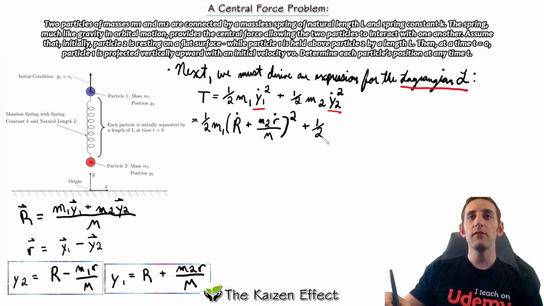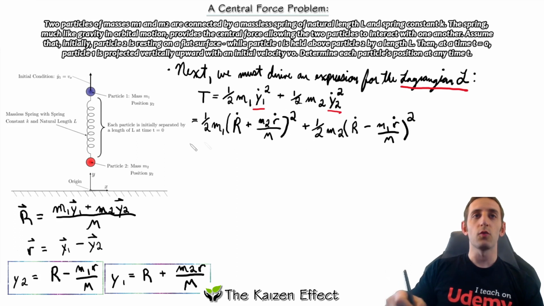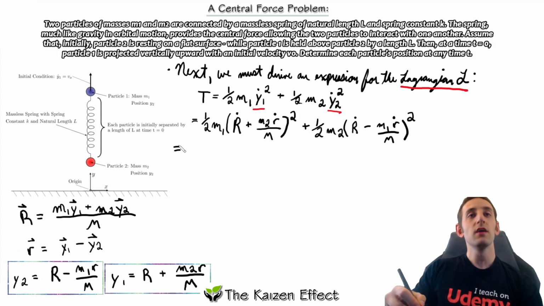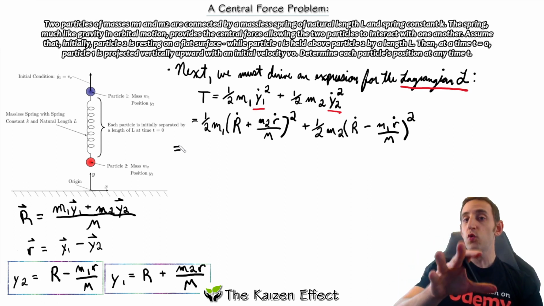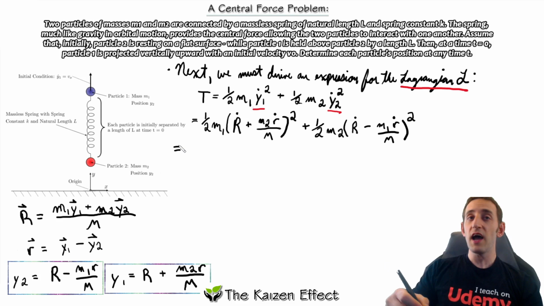plus 1/2 m2. And then what is y2? y2 is over here, so we get big R dot minus m1 little r dot over big M. That quantity is squared. Okay, so chugging along, we're going to get a nasty expression, but we don't have to deal with vector quantities. So there's a plus side to doing this using the Lagrangian mechanics method.